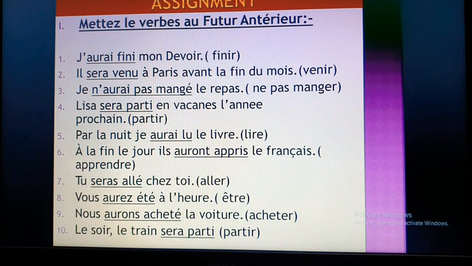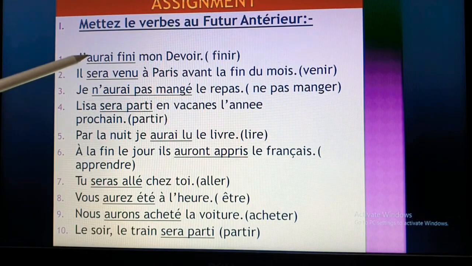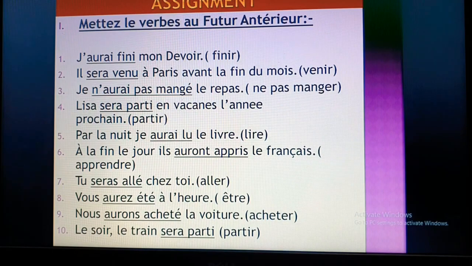The first one says je dash mon devoir, finir. Now finir is an object movement verb, finishing the homework. Okay, so it will be conjugated with the helping verb avoir, that is the object movement verb. So j'aurai, avoir conjugated in futur simple, plus fini will be in past participle. Okay, now second one says il dash à Paris avant la fin du mois, and the verb is venir. So venir is a subject movement verb, so it will be conjugated with, that's right, être. Être will be conjugated in futur simple according to the subject, that is il. So il sera venu.